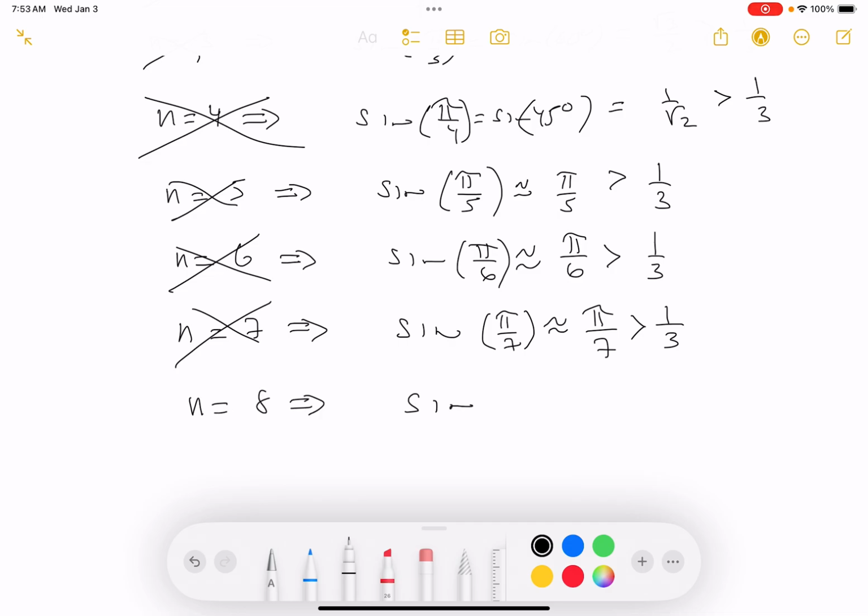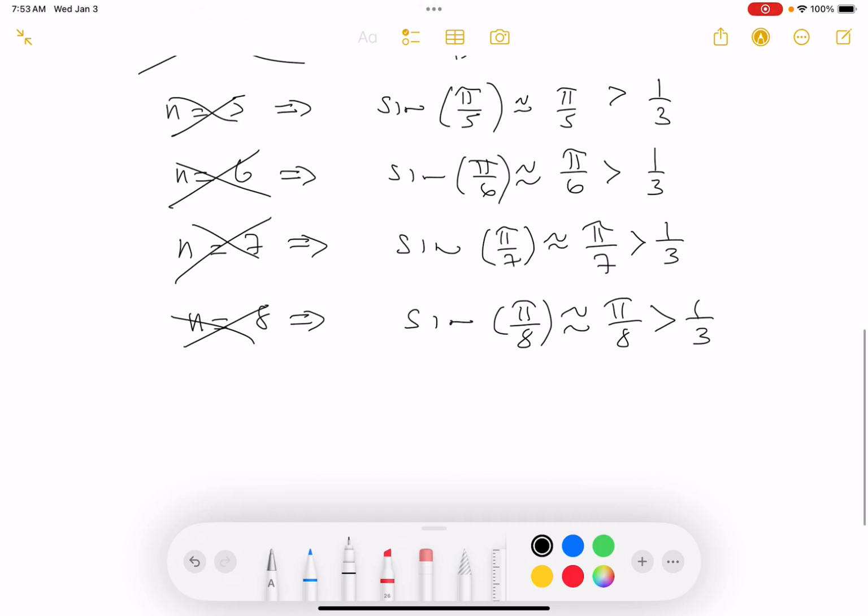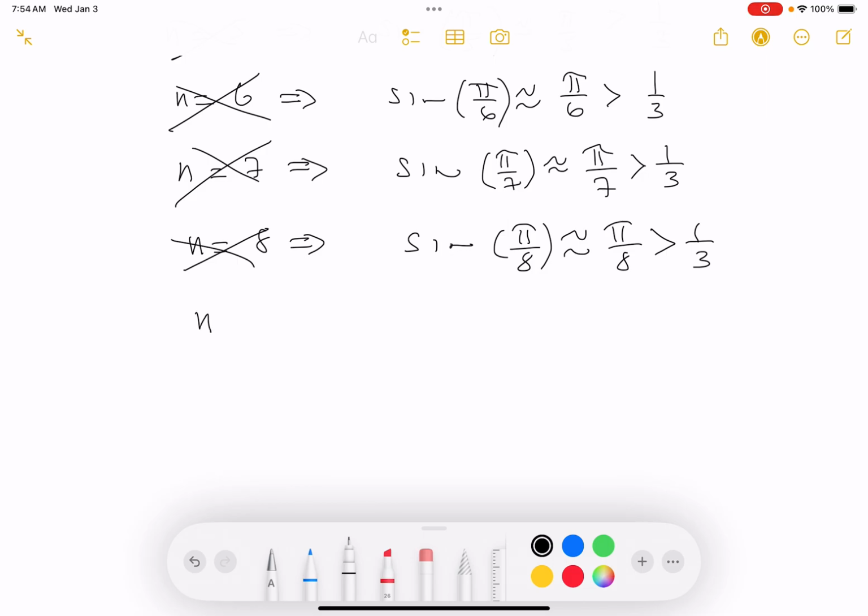That's going to be sine pi over 8. I'm going to say this is roughly pi over 8, and again, I'm still saying it's greater than 1/3. 3 times pi, we're getting close, though. It's roughly 9, and then 8, right? So that inequality is okay. Let's go to 9 now.